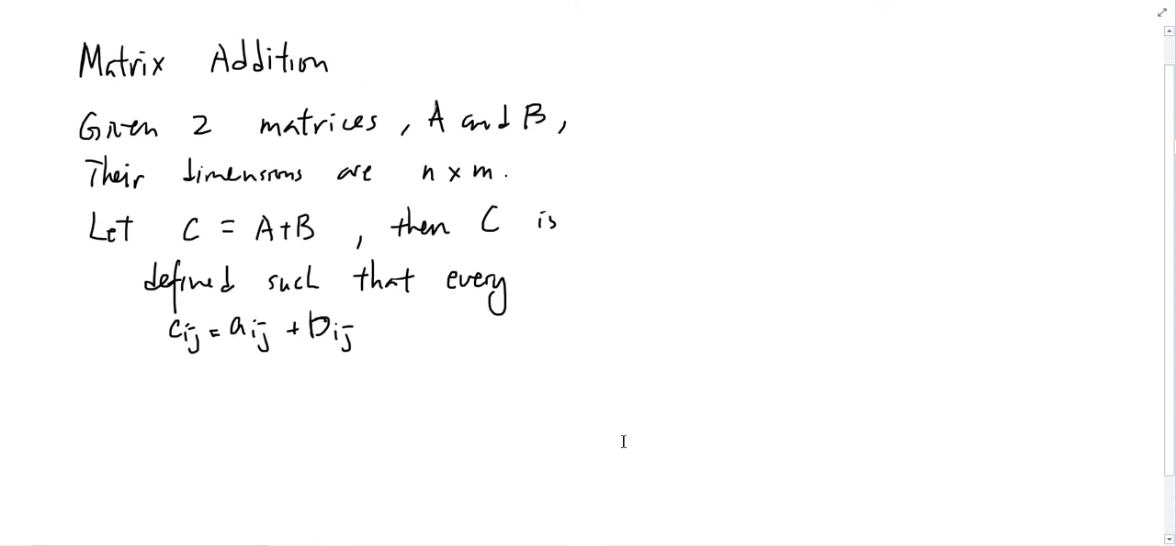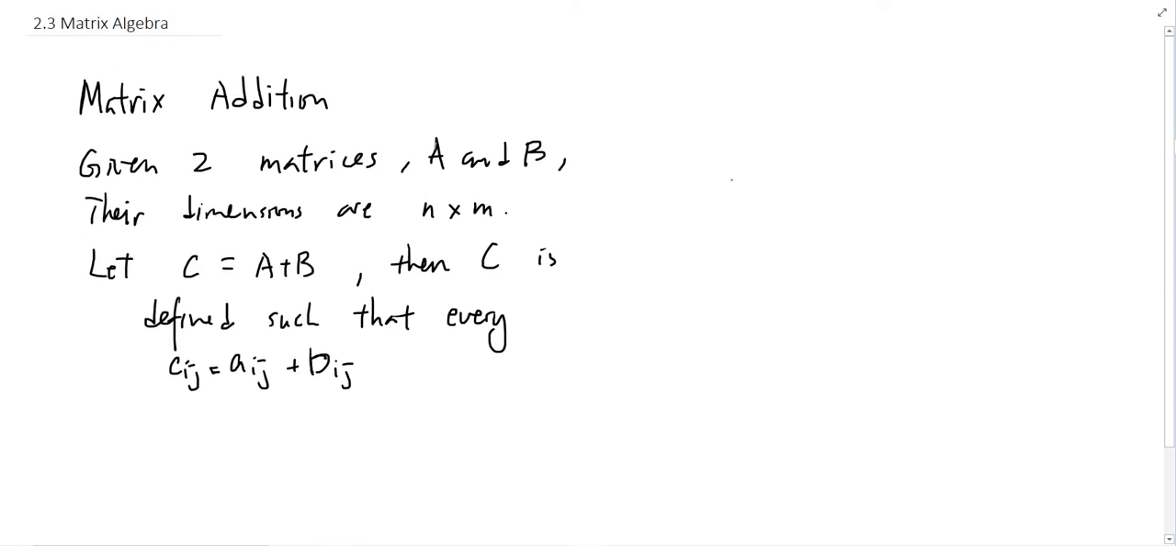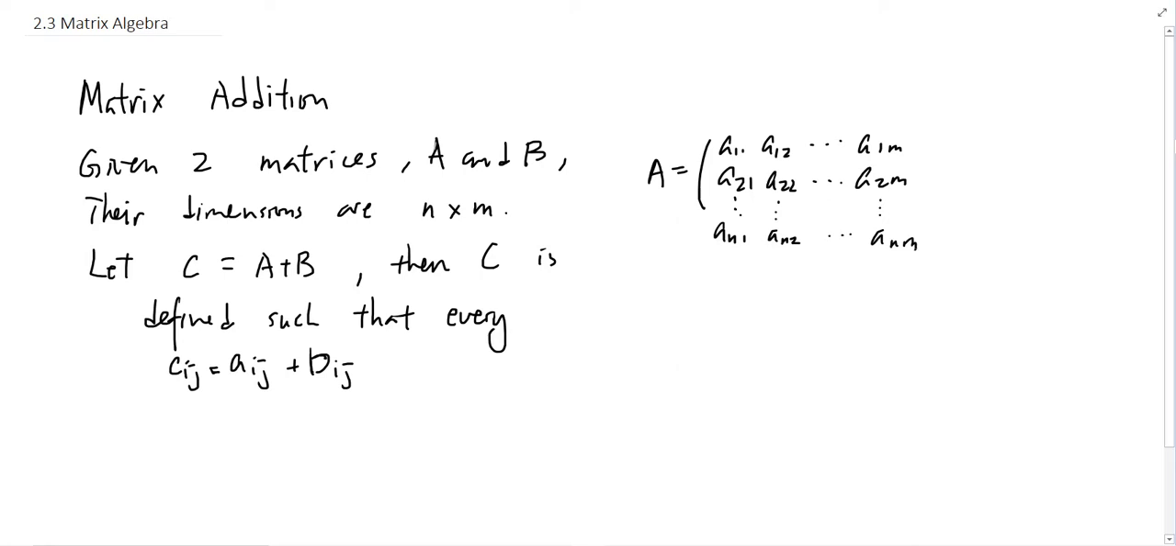So what does that mean? Well, it simply means the following. Let's say A is A11, A12, to A1M, then A21, A22, to A2M, and all the way down to AN1, AN2, to ANM. And let's say this is A.